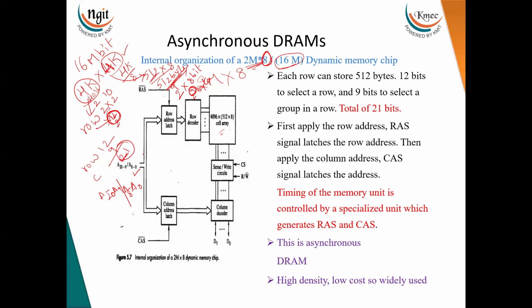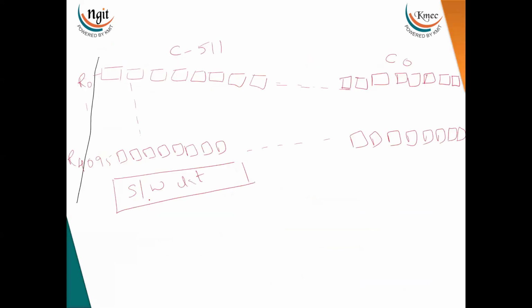Now we have calculated the address lines, and we will see the design. We have already seen that the total number of rows is 4 kilo, which is 4096, so row 0 to row 4095, a total of 4096 rows. Each row is organized in the form of 512 groups of 8 bits.